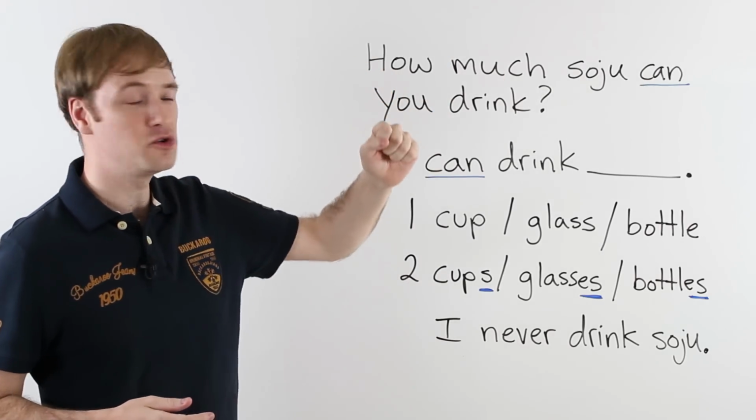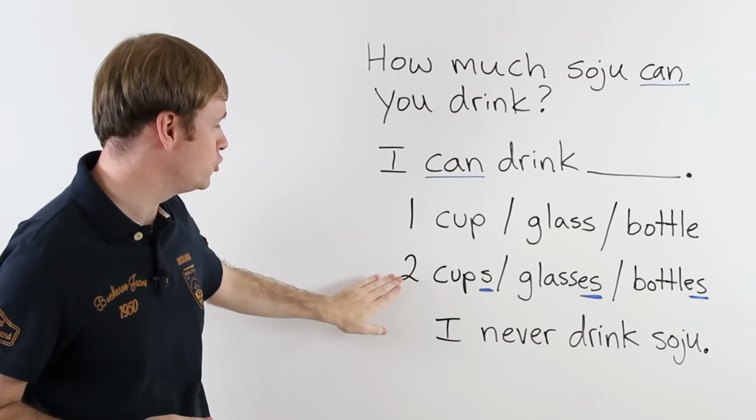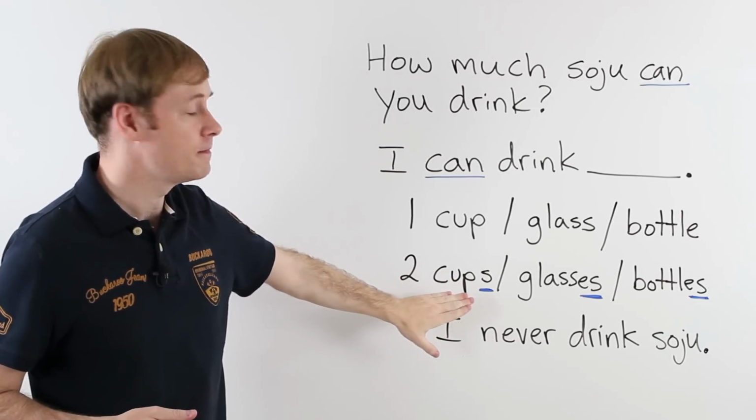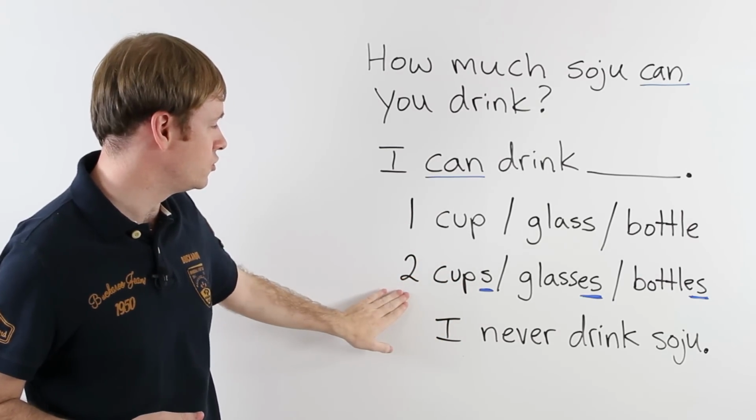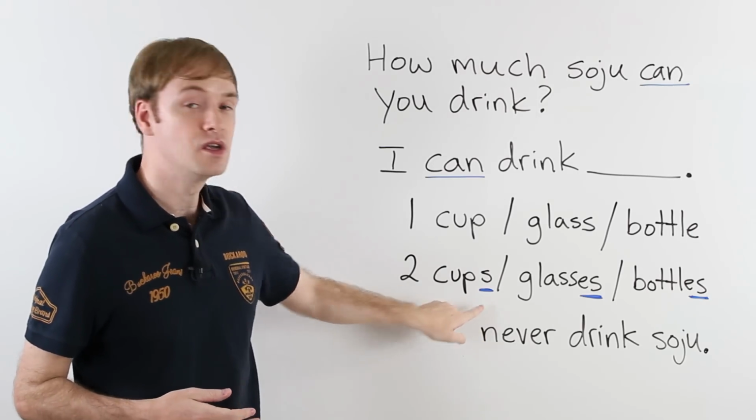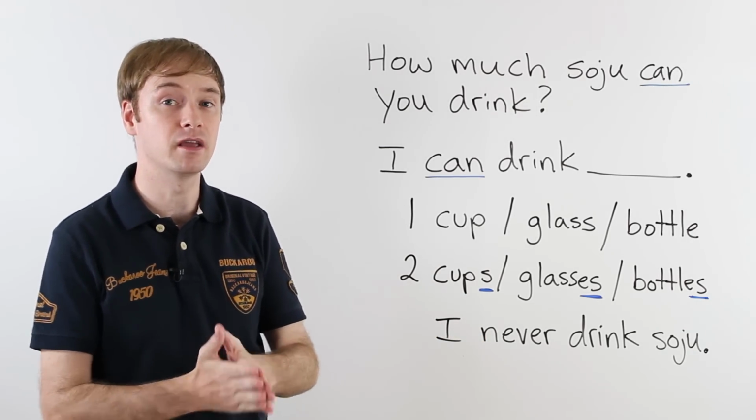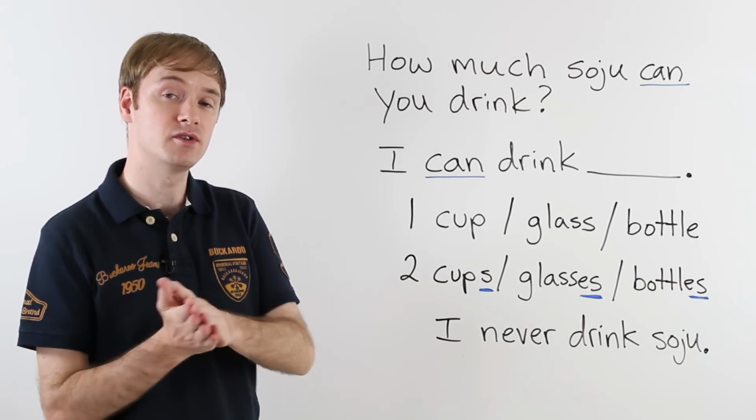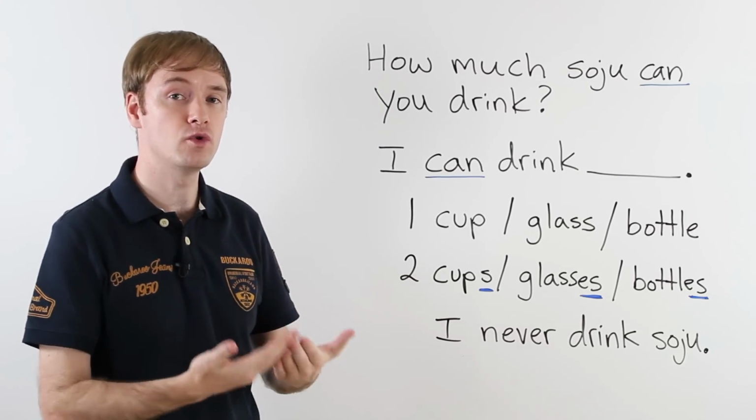How much soju can you drink? I can drink 2 cups. Okay? Now this is 1. We're going to 2. 2 cups. Notice we have the S now. We have to make it plural. There's 2. How much soju can you drink? I can drink 2 cups.